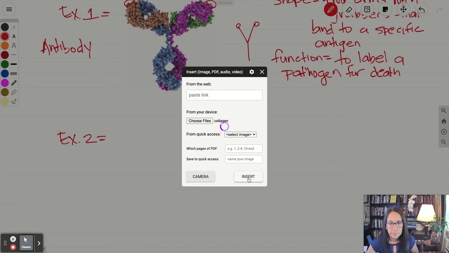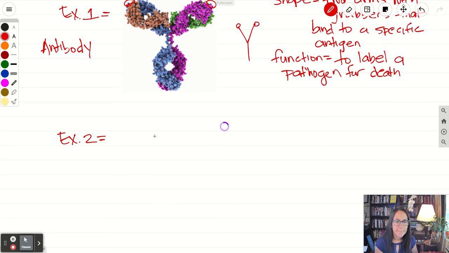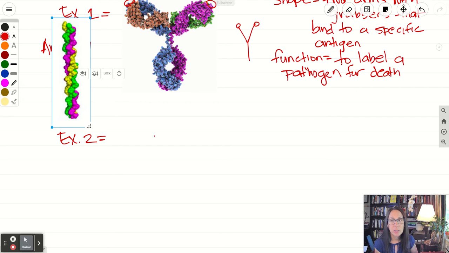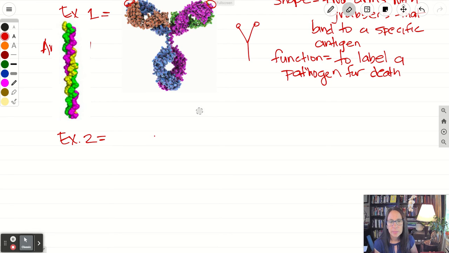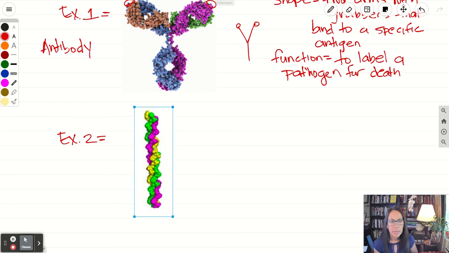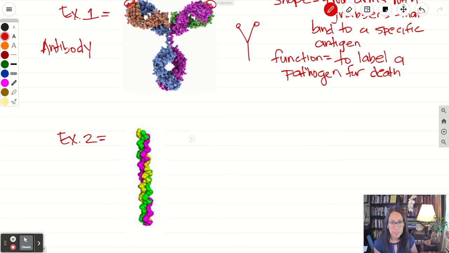Collagen is a good one. So this is a protein called collagen. Oops, sorry. I just wanted to get rid of this little dot here. I'm going to scoot this over. Here is collagen. So I'm going to write that here. And if you look at its shape, what does it look like to you? It looks like a rope to me. So the shape is rope-like.